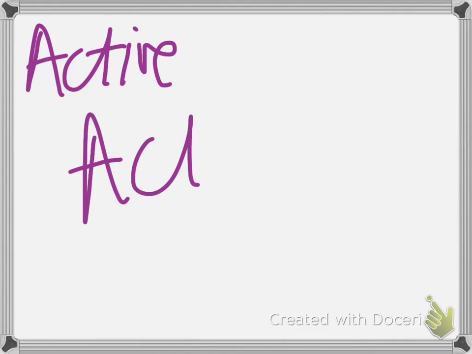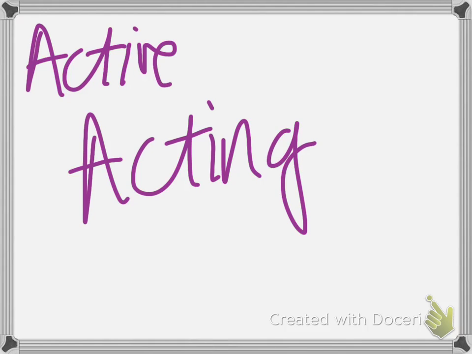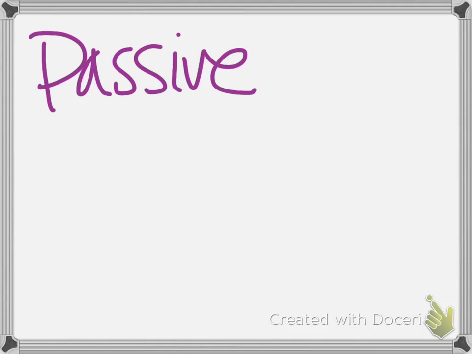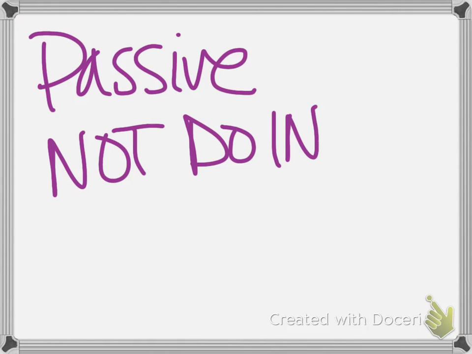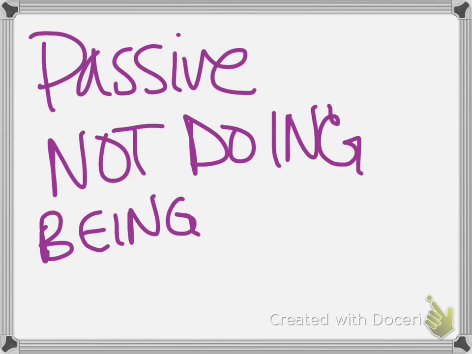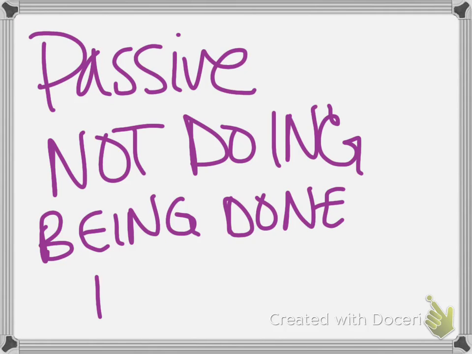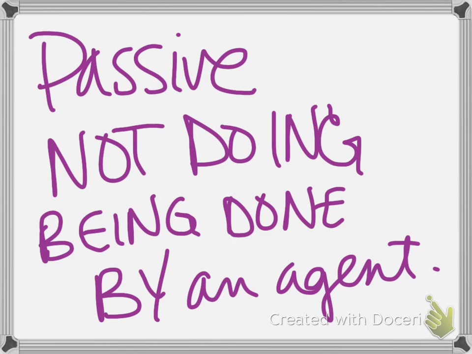For active voice, the subject in the sentence is acting, while for passive voice, the subject is not doing anything. The action described by the verb is being done to the subject by an agent. Okay, so we'll look at some examples to make that a little bit more clear.